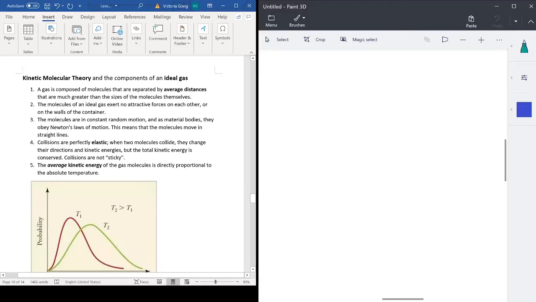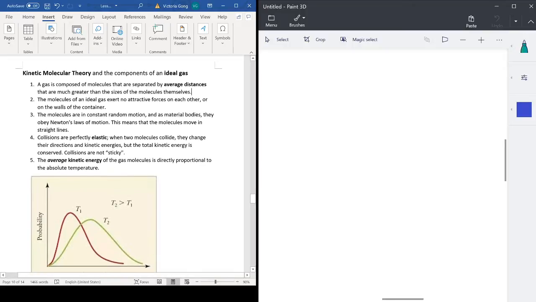So a gas is composed of molecules that are separated by average distances that are much greater than the sizes of the molecules themselves. This basically means that the volume of the molecule of gas itself should be negligible, at least for an ideal gas, compared to the volume of the container. So it's basically like a point instead of a piece of matter.